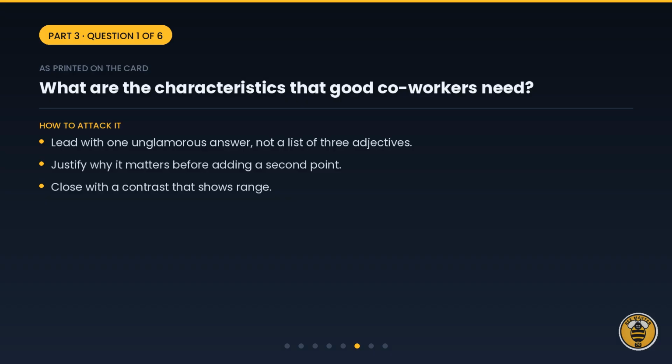Question first. What are the characteristics that good co-workers need? Here is how to approach it. Lead with one unglamorous answer, not a list of 3 adjectives. Justify why it matters before adding a second point. Close with a contrast that shows range.